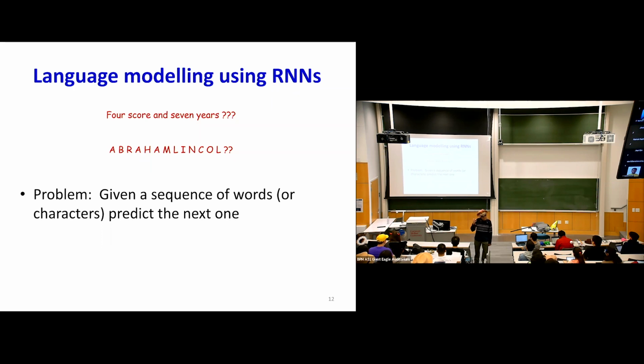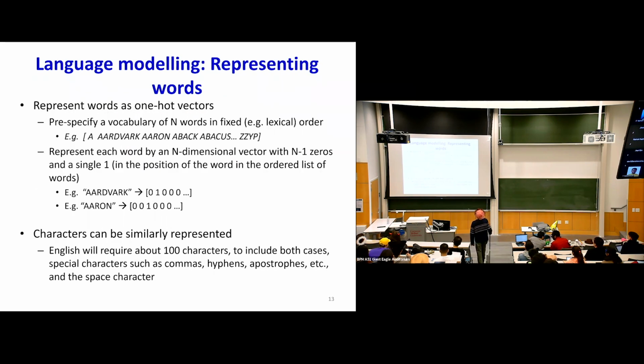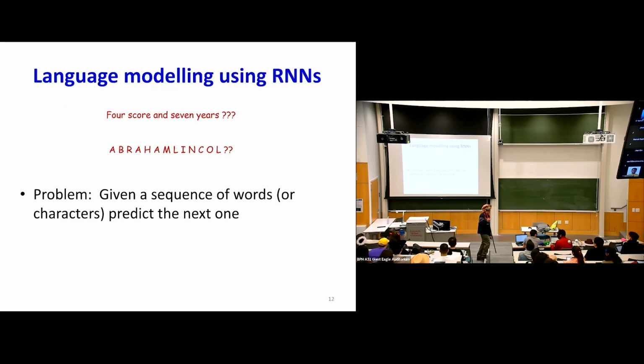Obviously, right? You didn't have to be prompted. If I gave you ABRAHAMLINCOL, what is the next character? N. So that's the problem of language modeling. I give you a sequence of text, a sequence of symbols, and you have to guess the next one. And obviously, you're doing a fantastic job. So how do we do this? How would you build a model to do this?